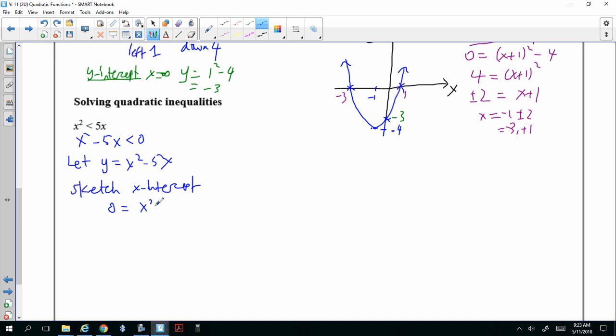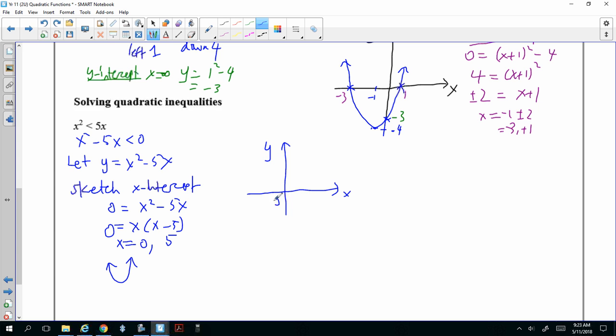So x equals 0 or 5, and it's concave up, right? So you draw the x and y-axis again, and then you mark 0 and 5, concave up. And you look at the part where y is negative, which is below the x-axis over here, right? So therefore, this part corresponds to x between 0 and 5. That's done. Okay, quadratic inequalities.